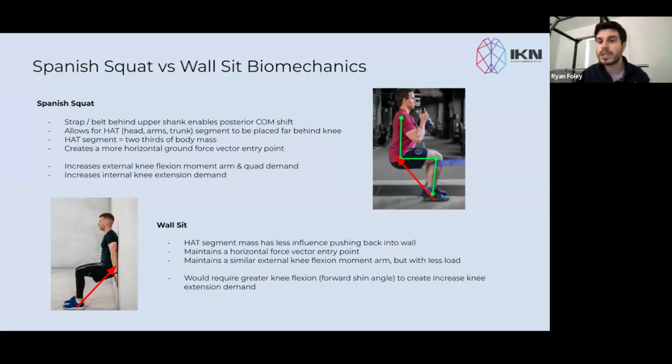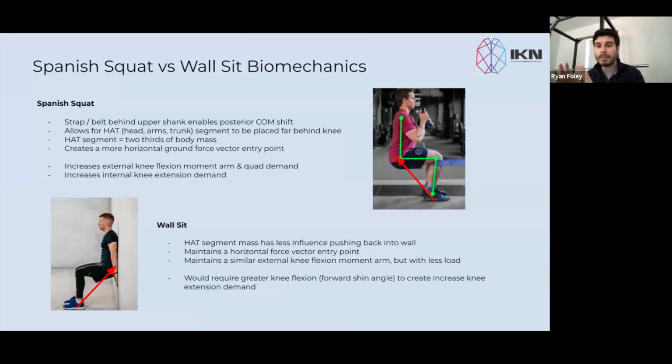So here, of course, we want to explore those biomechanical features that will inform us as to why the Spanish squat increases the demand on the knee extensors. So firstly, the tying of a belt or a rigid strap around the upper shank here that's fixed on an object in front allows you to stabilize the position of the shank, of the shin. And that then in turn gives you the opportunity to shift your center of mass, mainly your head, your arms, and your trunk, further behind the knee joint. And the knee joint is the axis of rotation that we're most interested in.